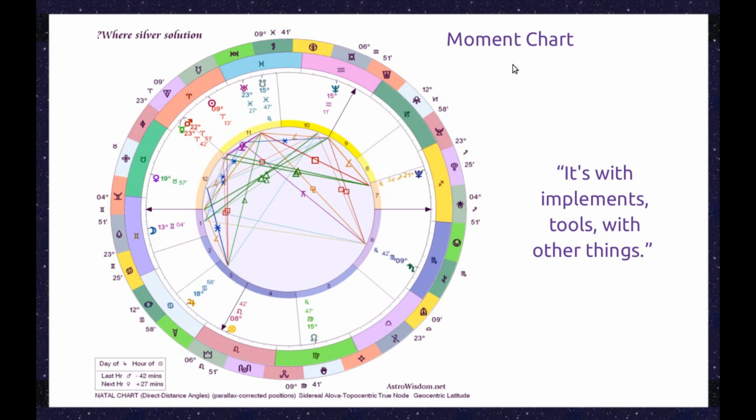So here's the moment chart, and I was able to see right away that the silver solution was with some kind of implements or tools. It was with multiple objects. It wasn't by itself. Now, I was able to see that because when we do a moment chart, it is the ascendant that gives us our first answer to the question.